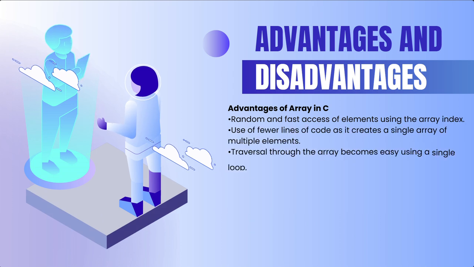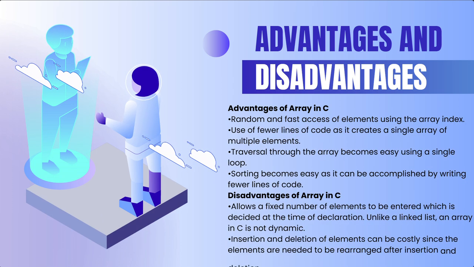Now we are coming to the advantages and disadvantages of an array. Advantages of an array in C. The advantages are random access and fast access of elements using the index, which is what we just understood. Next, we use fewer lines of code as it creates a single array of multiple elements. Of course, we don't need to enter an element 100 times. A collection of elements is stored as one unit. Traversal through the array becomes easy using a single loop, because the array elements are stored in contiguous memory locations, so it accesses every element one at a time using one loop.